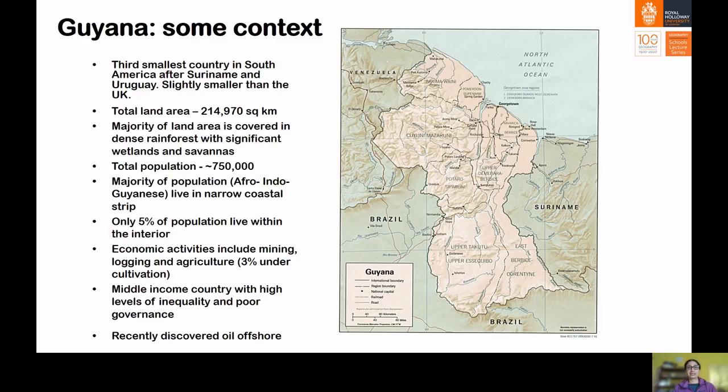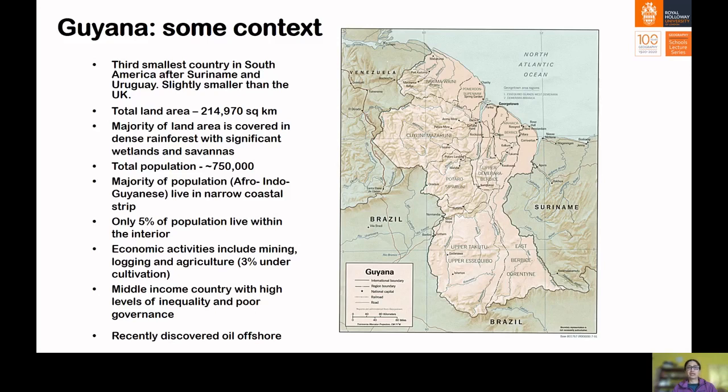The majority of the population are of Afro or Indo-Guyanese descent, and they live mostly on the coastal region, around Georgetown, which is the capital on the coast, and some of the other main towns along the coastal region. And only about 5% of the population live in the interior, and the majority of those are indigenous peoples.